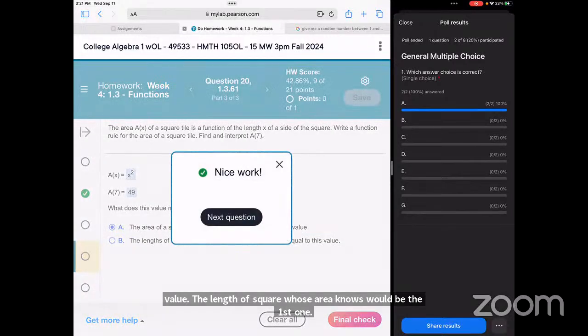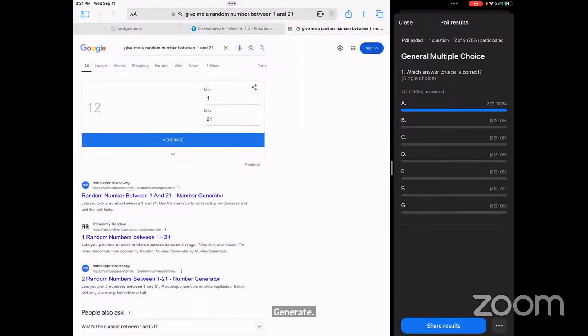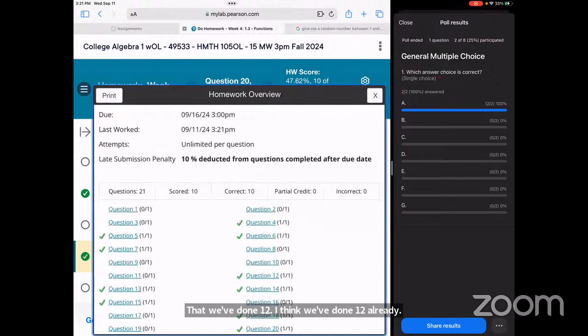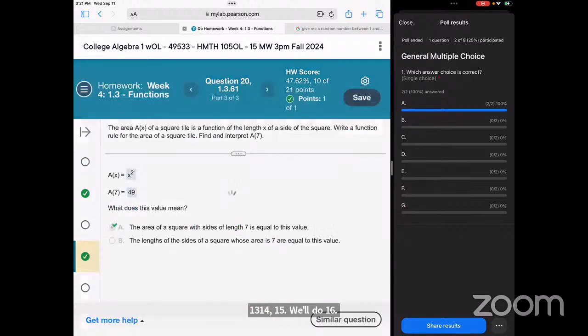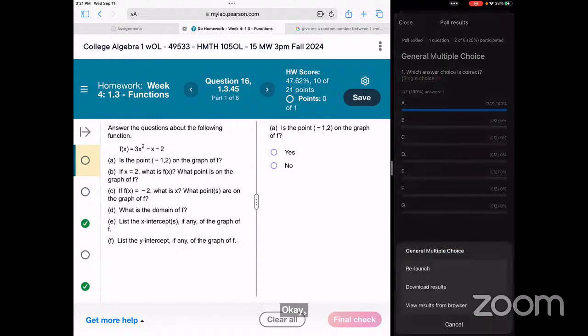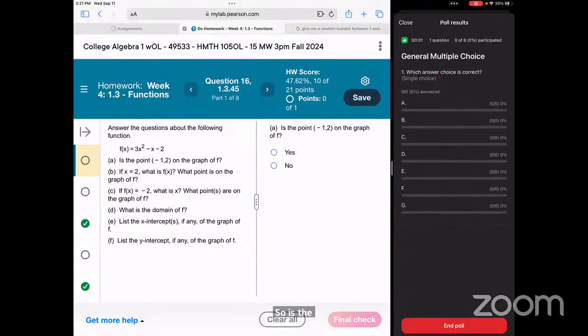Okay. Generate. Have we done 12? I think we've done 12 already. 13, 14, 15, 16. We'll do 16. Okay, so this one, I know this one's a little bit long. Okay, we can at least launch the quiz for the first part. Go. So is the point -1, 2 on this graph, right? Is the point -1, 2 on the graph? Let's take no more than 20 more seconds.